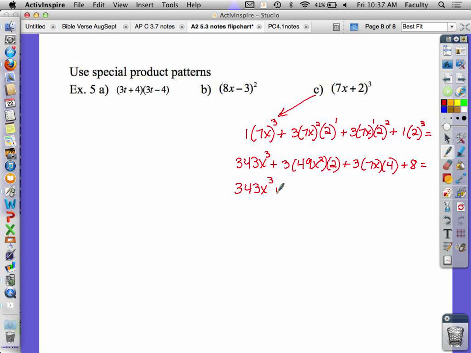343x cubed. 294, sorry, I got 294 for 49 times 3 times 2. There's also a 2. Oh, okay. Did you lose your 2 there? Yeah, okay. Yeah, there's a 2. Plus 84x plus 8.